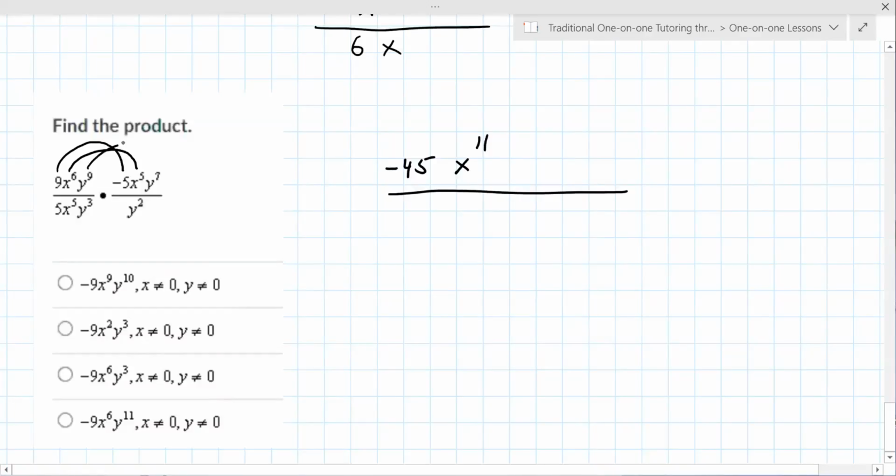Then you do the same thing with the y. y to the 9th times y to the 7th. You add the exponents. 9 plus 7 is 16. On the bottom, there's a 1 here, so we can multiply 5 times 1. That's 5. There's nothing to multiply the x with, but y cubed and y squared, you add the exponents. 3 plus 2 gives you 5.